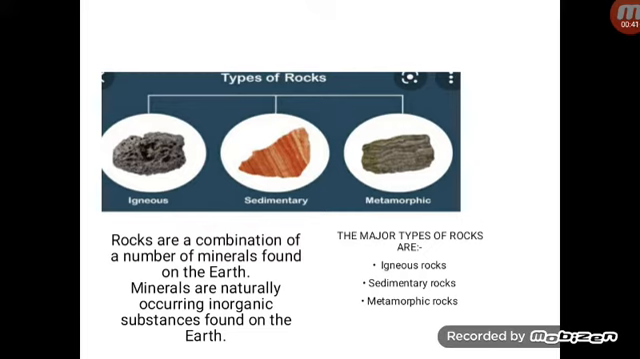Now, these rocks which we see on the earth's crust can be classified into three types of rocks, which are igneous rocks, sedimentary rocks, and metamorphic rocks.